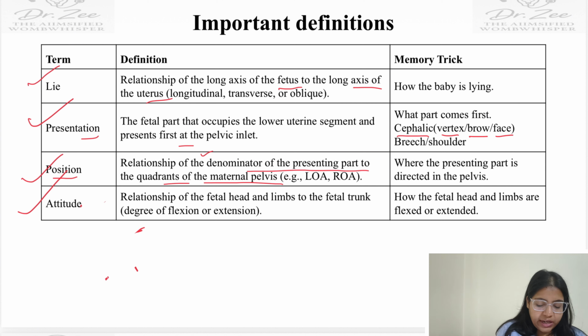And what do you mean by attitude of the fetus? It is the relationship of the fetal head and limbs to the fetal trunk. So if the fetal head is in flexion or extension, that is known as the attitude.